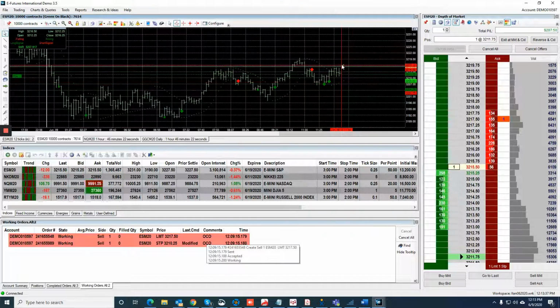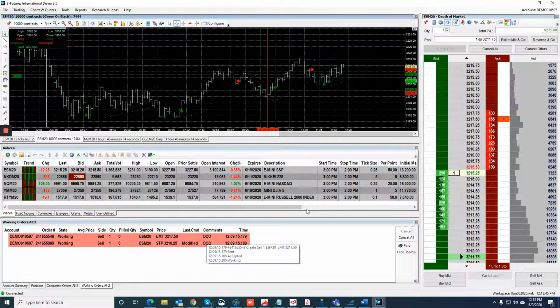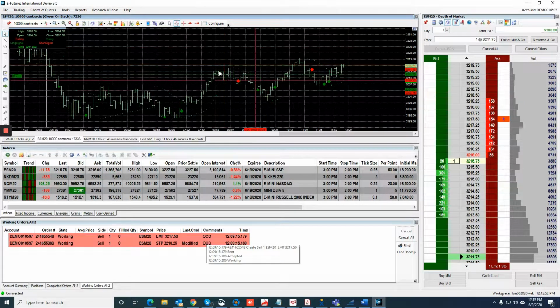Market needs obviously to break above 16.5, so we got pretty close. I believe it has a chance, but who knows? We'll let it do some work here and see what happened with this trade. Again, this is a 10,000 volume bar chart on the mini S&P.